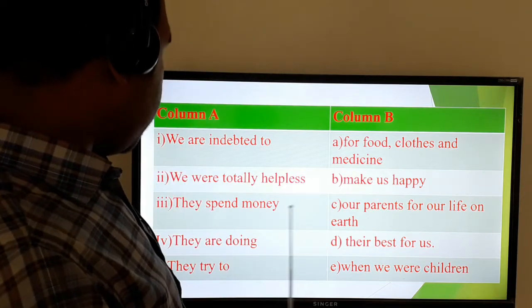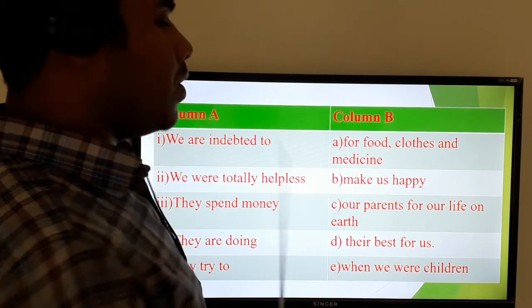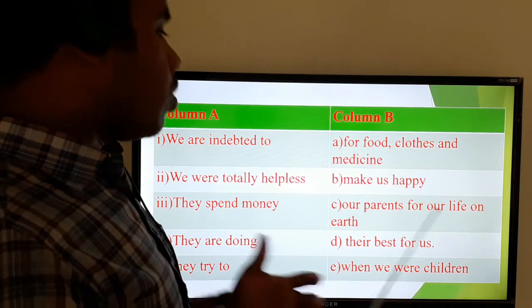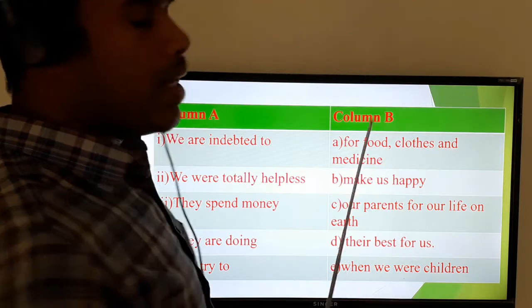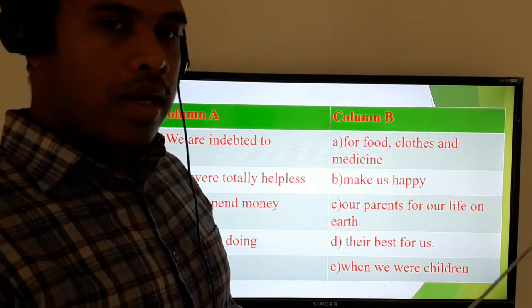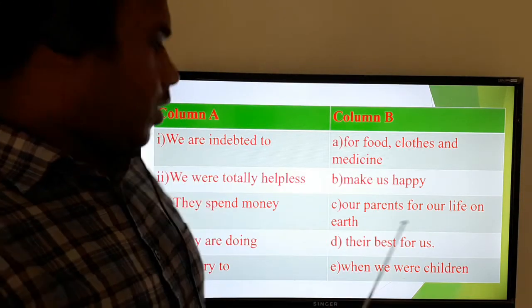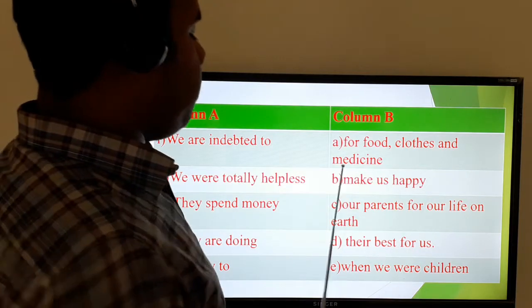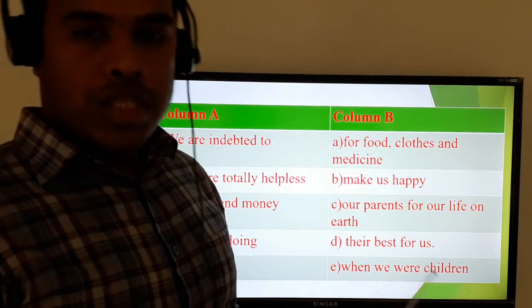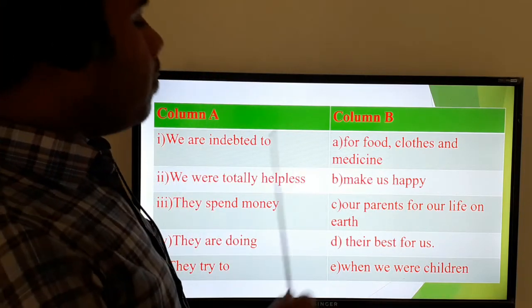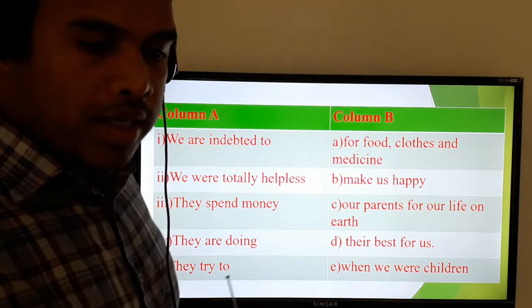They spend money. They spend money for what? They spend money for food, clothes and medicines. So they spend money for our clothes, food and medicines. They are doing their best for us. Try to understand why. Actually, parents every time are doing everything for our betterment. They try to make us happy. They do everything to make us happy, to see us happy, and that is the characteristic of parents. So I think now you will be able to make sentences very clearly.